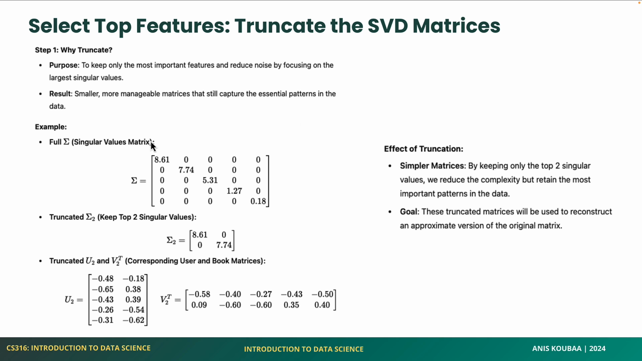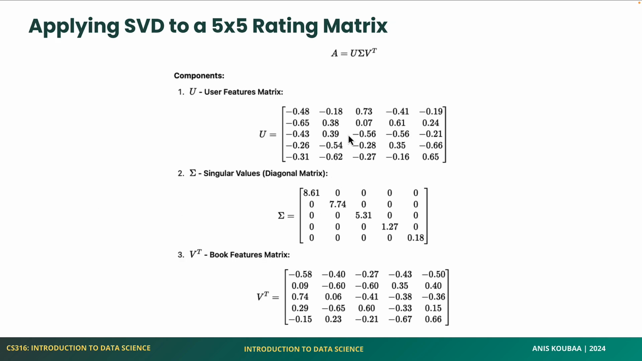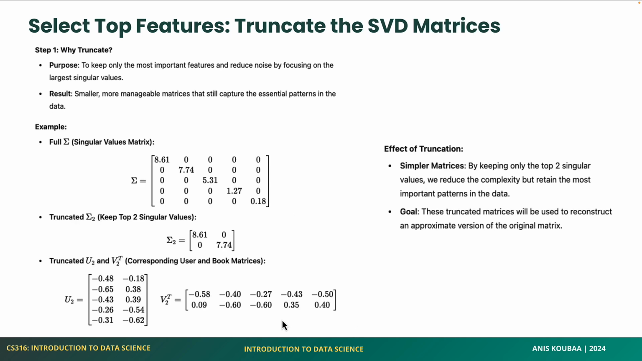We will truncate it. Instead of considering the full sigma, the full singular value matrix, I will consider the top k, these two values. And same thing, I will consider only the two singular vectors for U and the two singular vectors for V. Okay, so in this case, we will have simpler matrices. Of course, we will lose a little bit of accuracy, but still we can do faster computation that will approximate the real case.